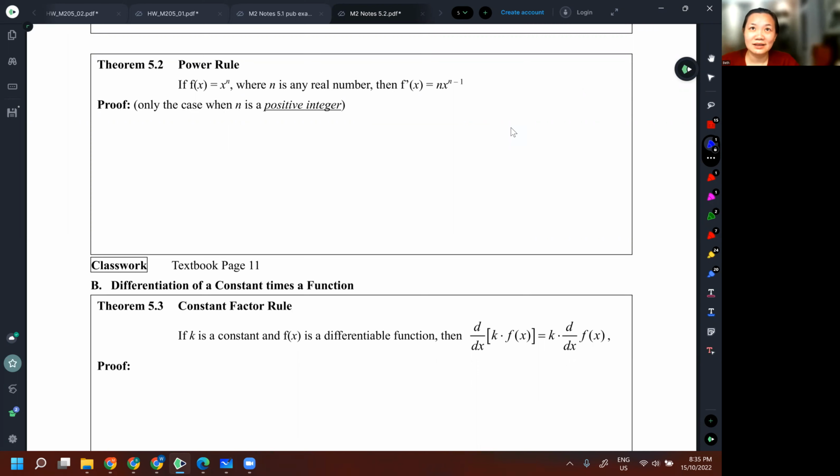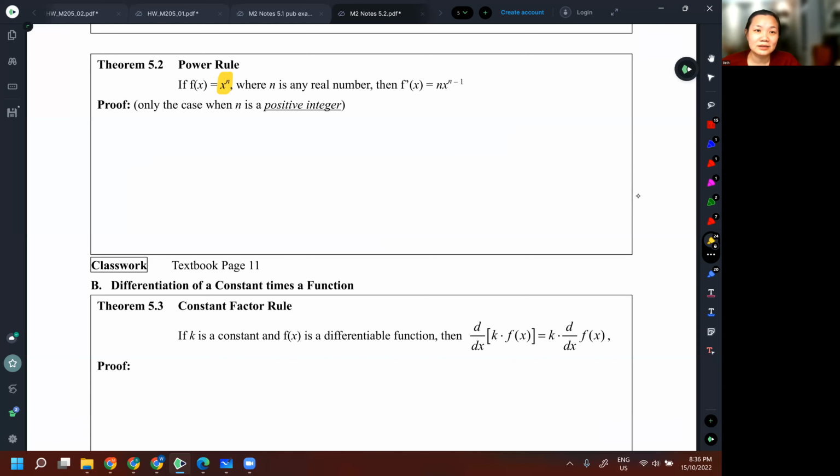Of course, n can be different. Maybe I shouldn't call it polynomial too, because in the power rule, n can be any number, including fractions. It's more than polynomial, so it's called a power.